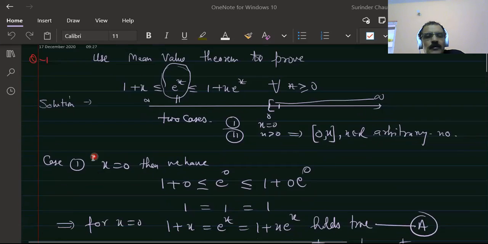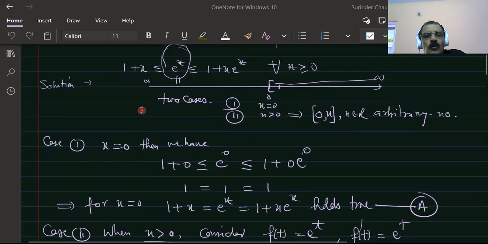Let's do the first case, when x equals 0. Put x equals 0 in the given inequality. 1 plus 0 is less than or equal to e to the power 0, which is less than or equal to 1 plus 0. So this is 1 less than or equal to 1 less than or equal to 1. Equality holds for x equal to 0.